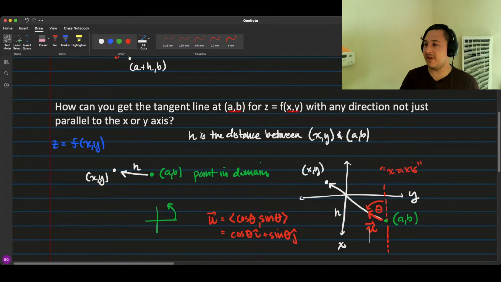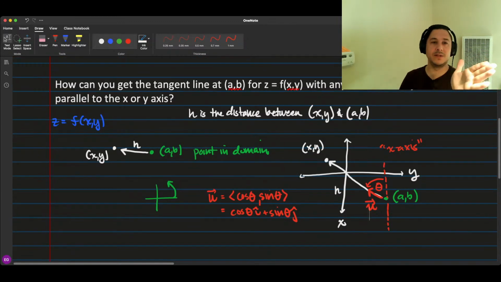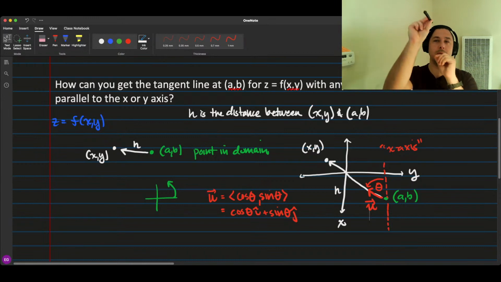We needed a vector to tell us in what direction our tangent line was going to be pointed. Before, we had our tangent lines parallel to the x-axis, and we had our tangent lines parallel to the y-axis. Now we needed a way to specify any given direction.